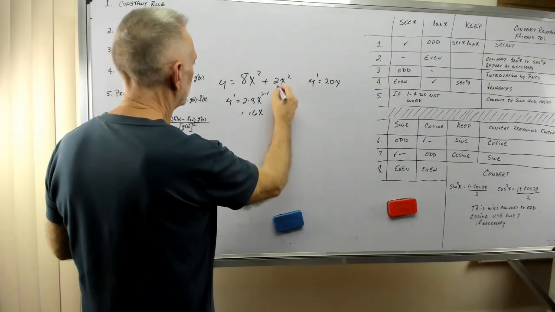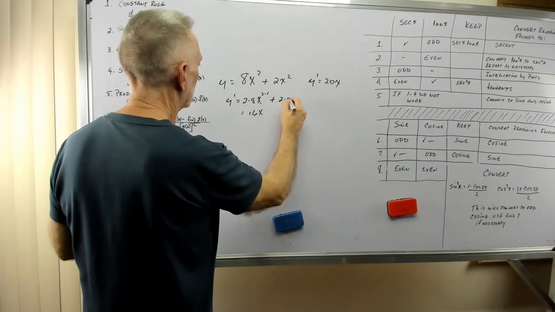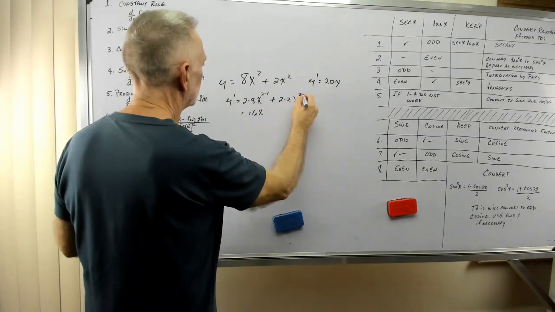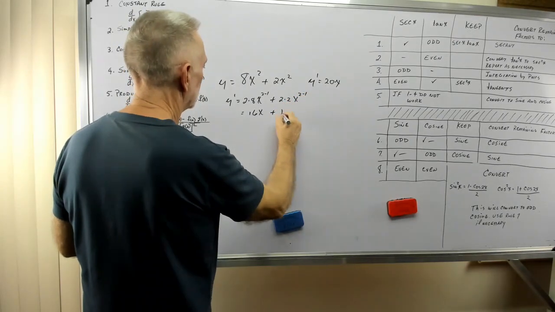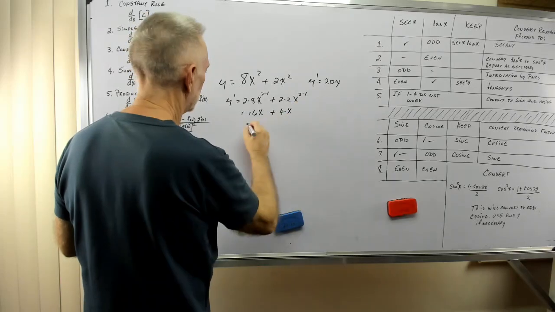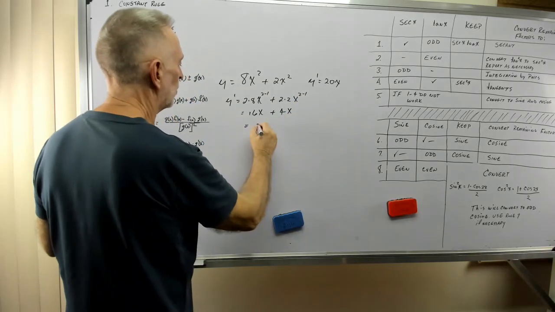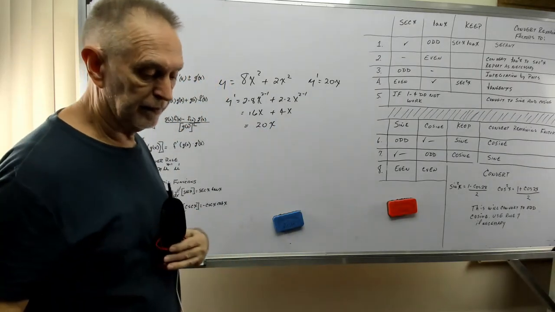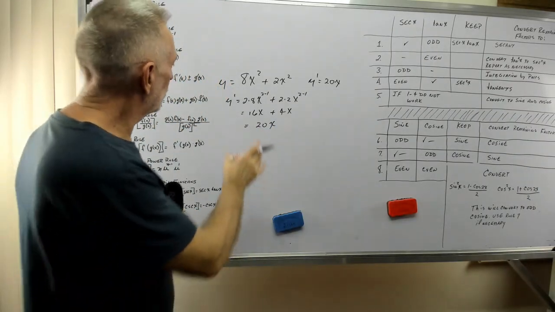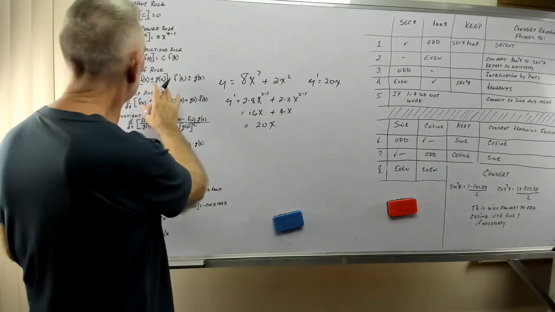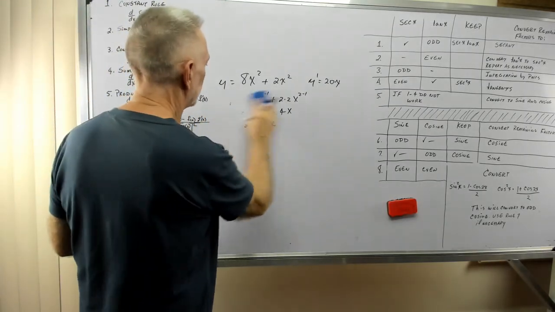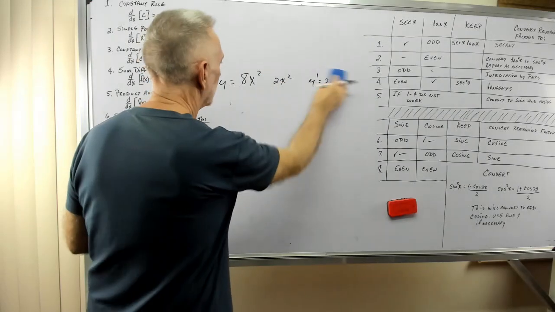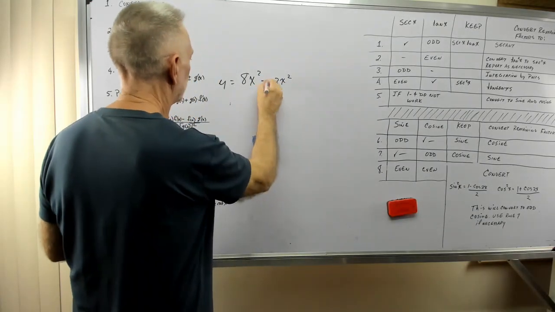Now if I bring the 2 down here, I have 2 times 2, x to the 2 minus 1. So that's 4x. 16x plus 4x, hey, guess what? That's 20x. How about that? All right, so we can use the sum rule. What about the difference rule? Let's try the same thing.